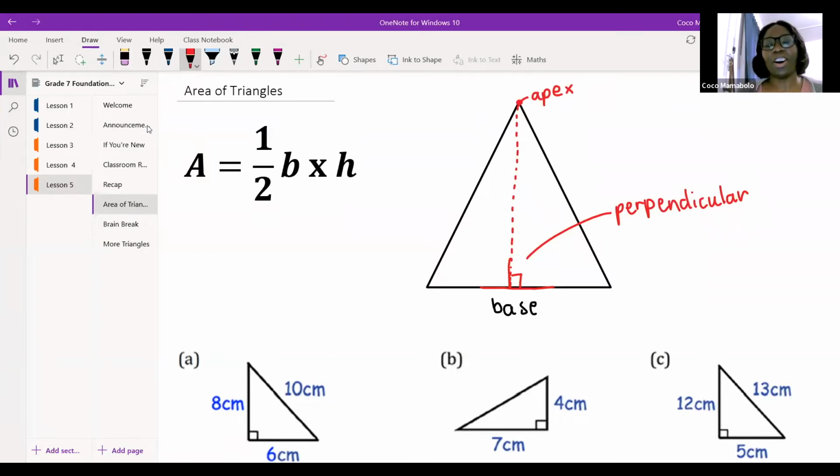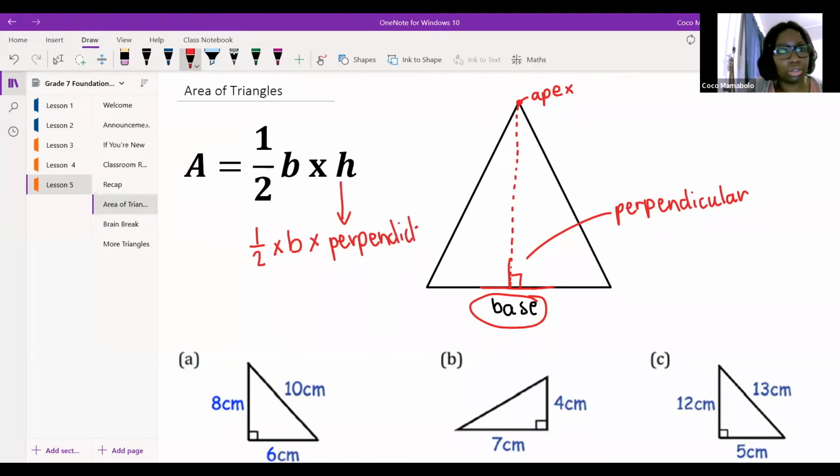Okay. So when we calculate the area of a triangle, we are always going to take half of the base. So we're going to take the base and multiply it by half. So whatever the base is over here, we're going to halve it. And then we're going to multiply by the perpendicular height.